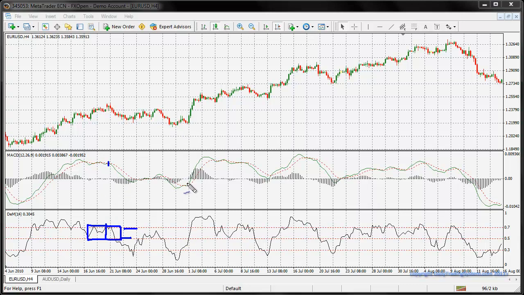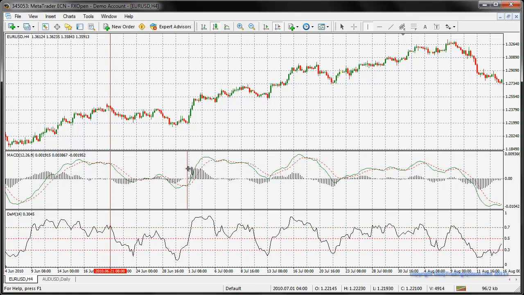This one looks pretty cool. I like this one. See, this is another thing that I like to see as well. Let's see if I can do this and show this as an example. See here, this is where it actually crosses, and you see where this DeMarker line is, it kind of reaches the midpoint there.